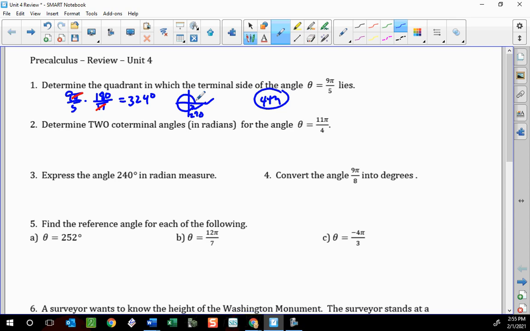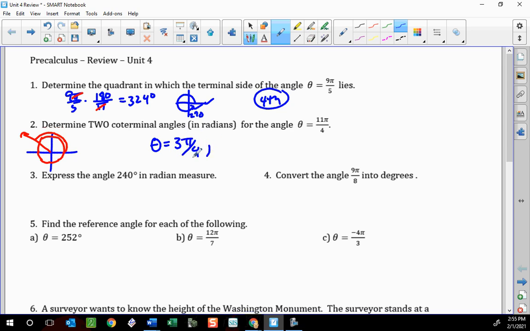So, 11 pi over 4, first of all, we've got to think about, where is 11 pi over 4? If I count by pi over 4, remember 1 pi over 4, 2 pi over 4, so 45 degrees. 3 pi over 4, 4 pi over 4, 5 pi over 4, 6 pi over 4, 7 pi over 4, 8 pi over 4, 9 pi over 4, 10 pi over 4, 11 pi over 4 is right here. Alright, so 11 pi over 4 is in the exact same place as just normal good old 3 pi over 4. So 3 pi over 4 is going to be one of my answers.